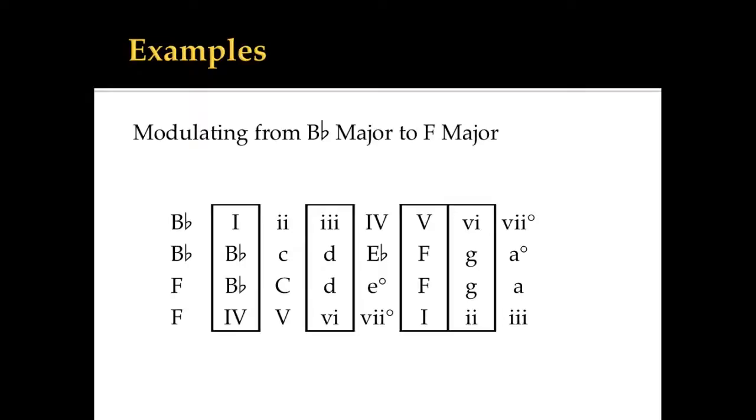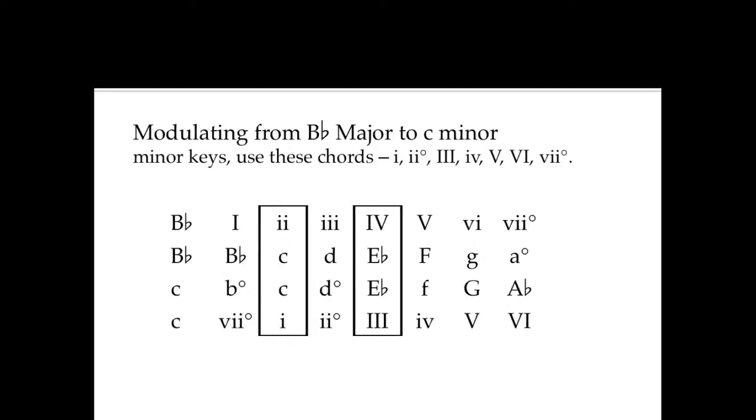To help with this, you can use a chart like I have on this slide. Write out the diatonic chords of B-flat major. Then, when you start writing the diatonic chords of F major, line the 1 underneath the F chord. Then compare the B-flat major diatonic chords to the F major diatonic chords. If they have the same quality, then that can be used as a common chord.